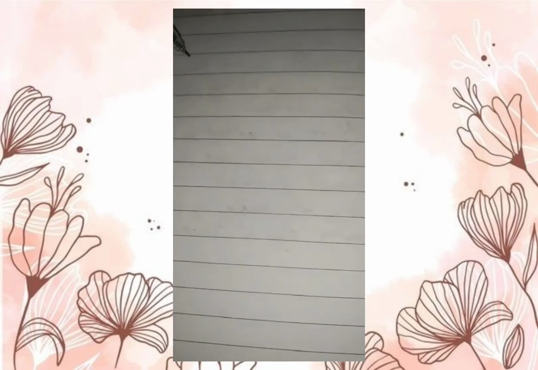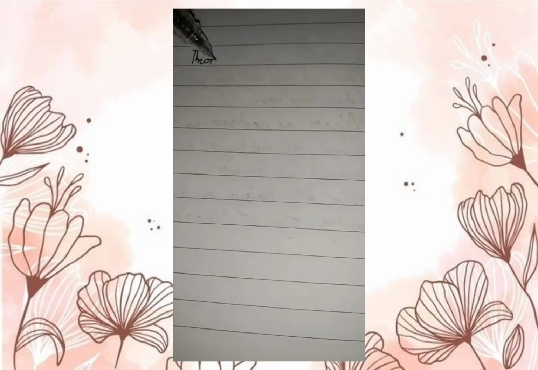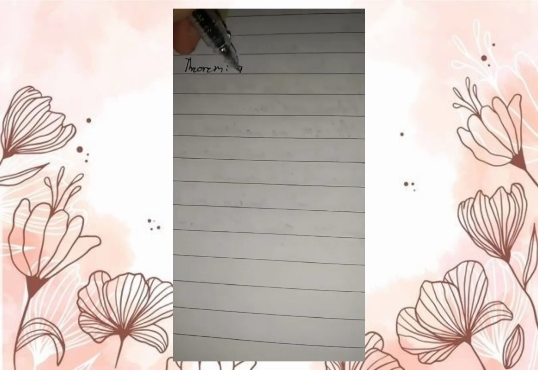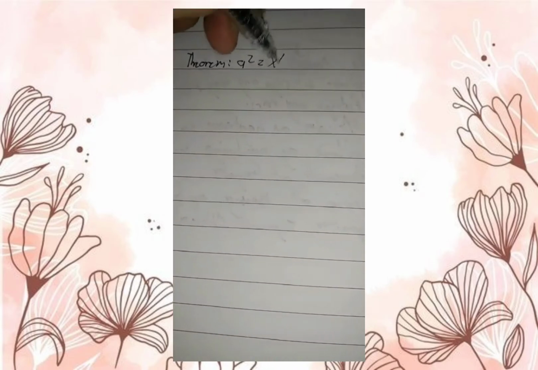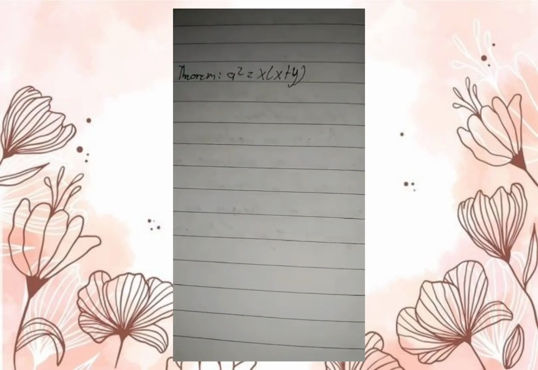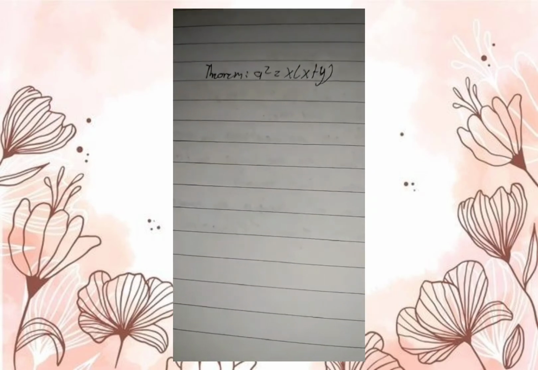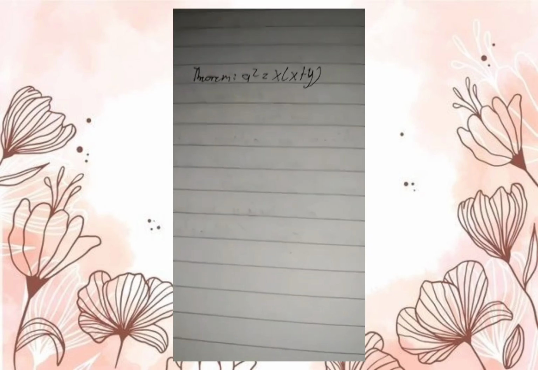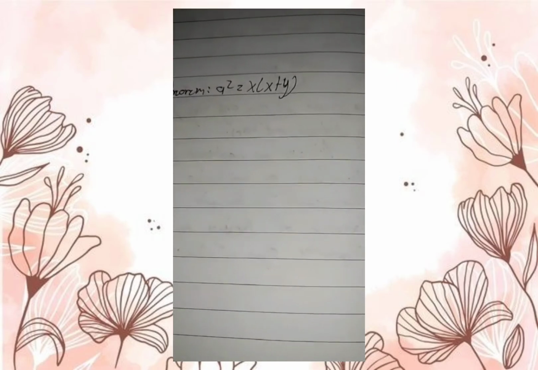So, the theorem is a squared equals x times x plus y, or the square of the tangent is equal to the outside part of the secant times the whole secant.